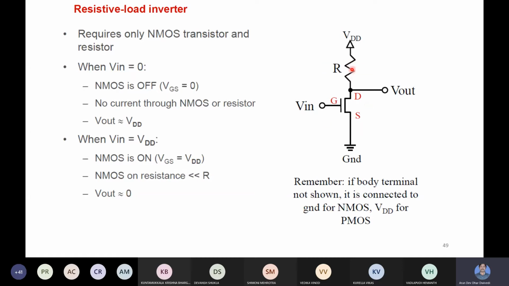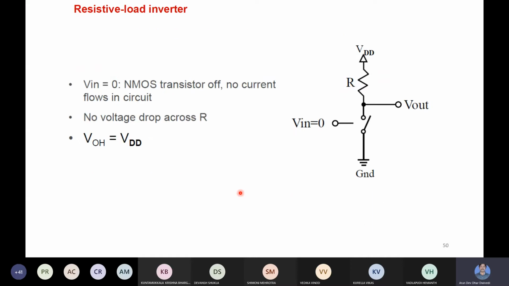Instead of a resistive load, we can give an on condition of PMOS. We can also connect a PMOS here which is always on, or we can connect a depletion mode instead of enhancement mode. Enhancement mode PMOS we can connect, and depletion mode NMOS we can also connect here as a load. So various other technologies can be used.